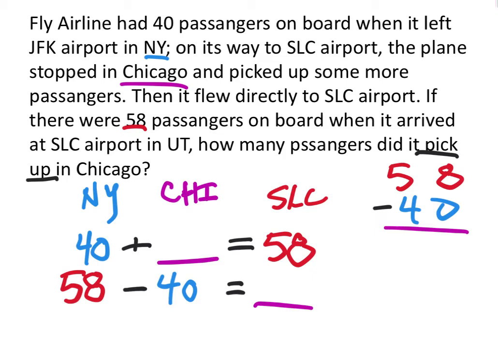And whatever our difference is here is however many passengers were picked up in Chicago. So 8 minus 0 there, and our ones place value is 8. And then 5 minus 4, 5 fingers up, 4 fingers down is 1, in the tens place value, of course. So 58 minus 40 is 18. So 40 plus 18 is 58, and that would check off.